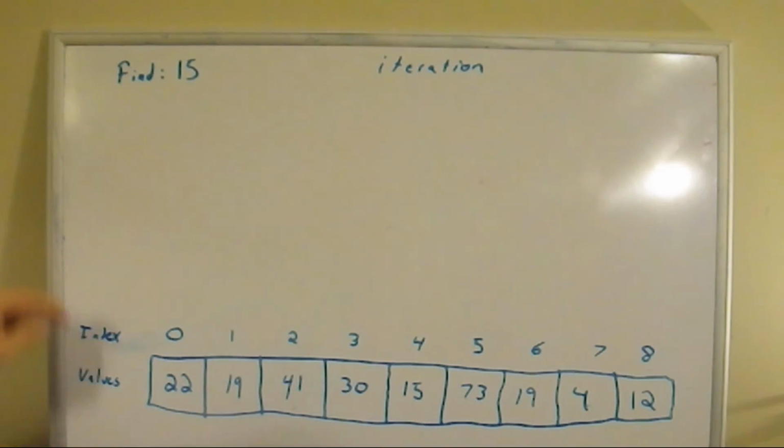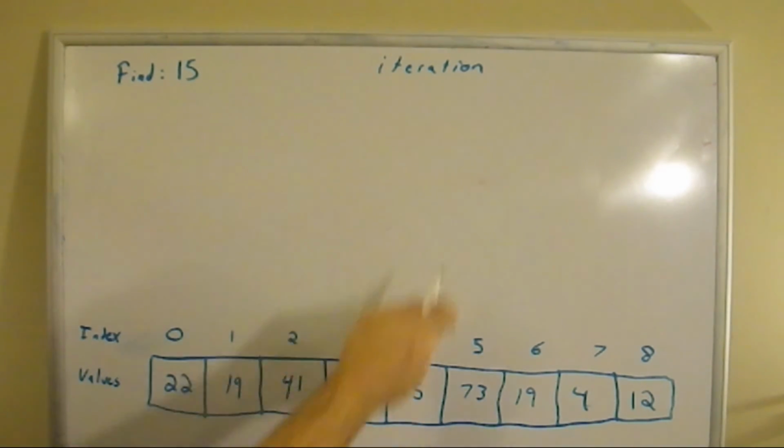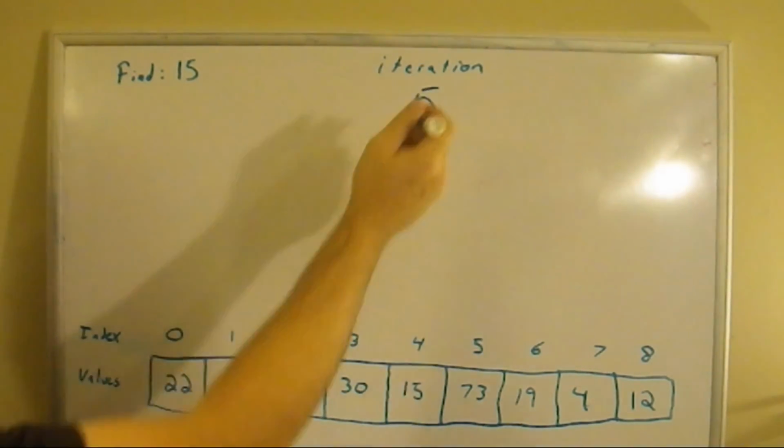I'm going to start with index 0. Does 22 match 15? Nope. I'll go on to the next one. Does 19 match 15? Nope. I'll go to the next one. Does 41 match 15? No. Does 30 match 15? No. Does 15 match it? Yes, it does. So how many iterations did that take me to find 15? It took me 1, 2, 3, 4, 5 iterations.